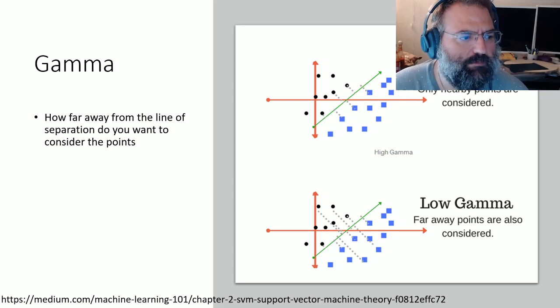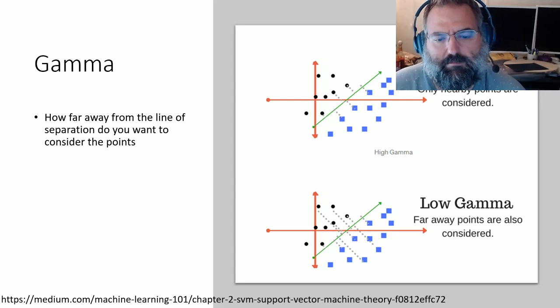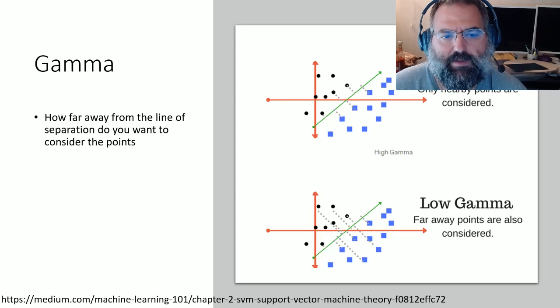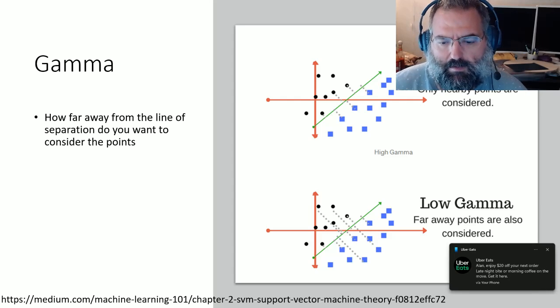Gamma, like I kind of mentioned, is how far you are from the middle of that line. High gamma, whenever you're doing the determination, only those points that are close to it are used for the classification. Low gamma, further away points are also considered.